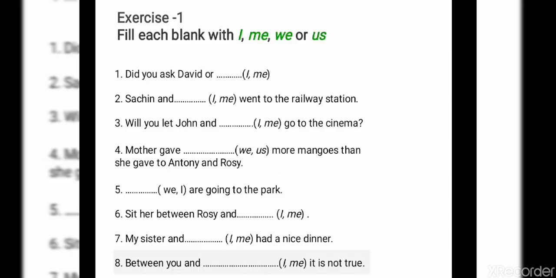Dear students, this exercise is for you. Try to find out the correct answers to fill in the blanks.